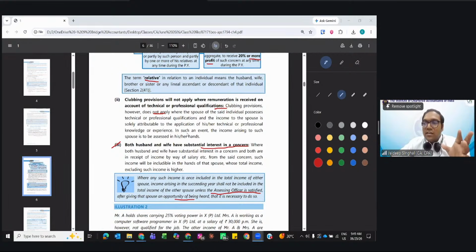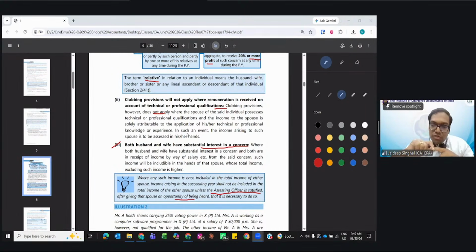Now, another case, let's suppose husband is owning 15%, wife is owning 15%. The wife's share you have counted for the husband. Now, husband is deemed to own 30%. Now, husband will be deemed to be the substantial owner, having substantial interest. Now, you cannot say it like this. You cannot endlessly count it.